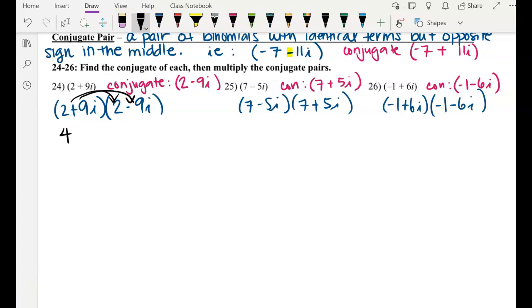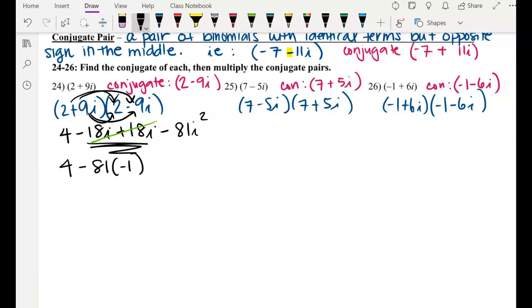All right, 2 times 2 is going to be 4. 2 times negative 9i is going to be negative 18i. Positive 18i here for 9i times 2. Negative 9i times 9i is negative 81, but i times i is i squared. So the nice thing, guys, if they are conjugate pairs, the middle two terms will always cancel out, okay? So that's going to be 4 minus 81 times negative 1. So 4 plus 81, that's going to give us 85.